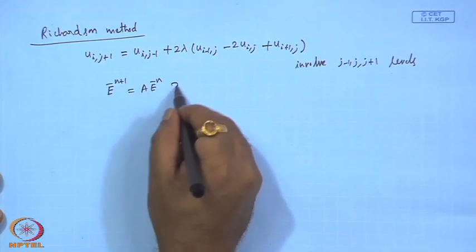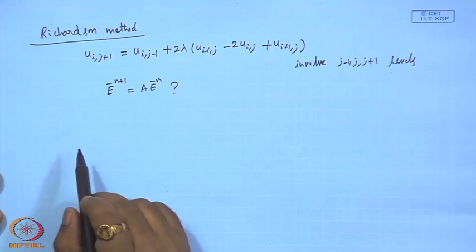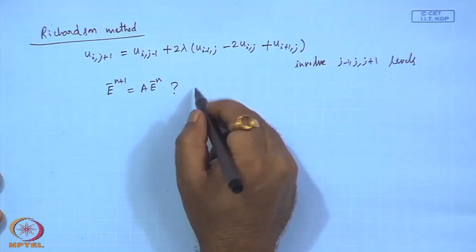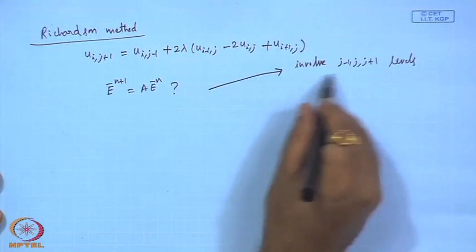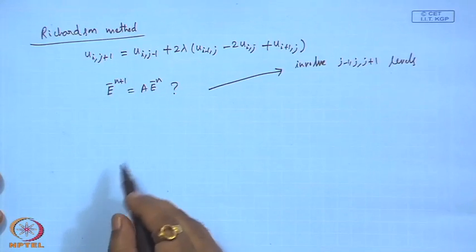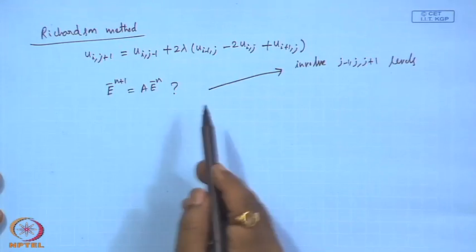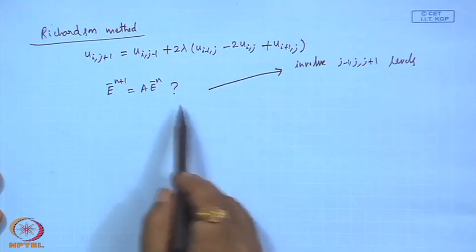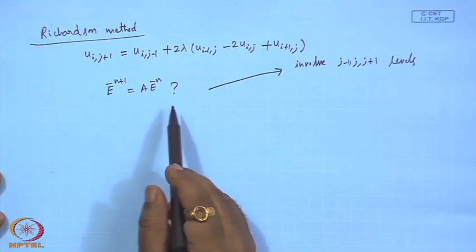So, this kind of iteration is a bit questionable, since it involves 3 time levels. So, we have to do some patchwork. So, what is the patchwork?